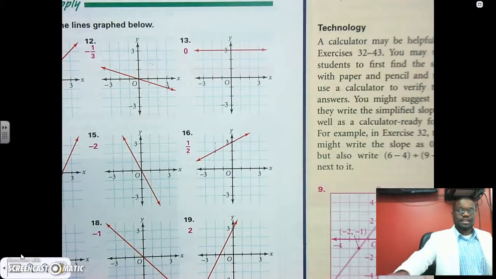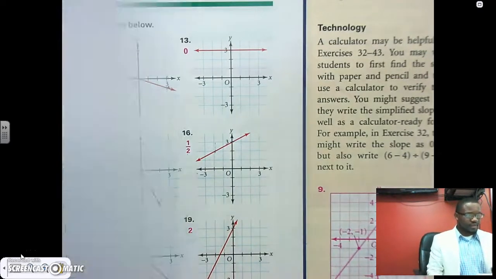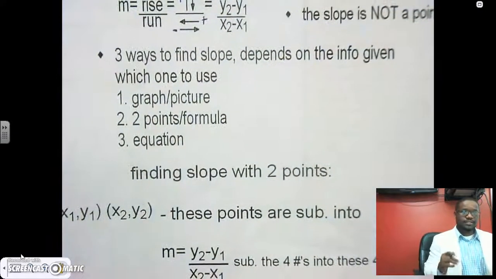The 3 ways of finding a slope are a graph, 2 points, and an equation. And I showed you all 3.